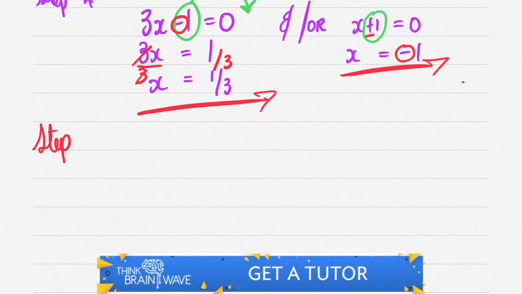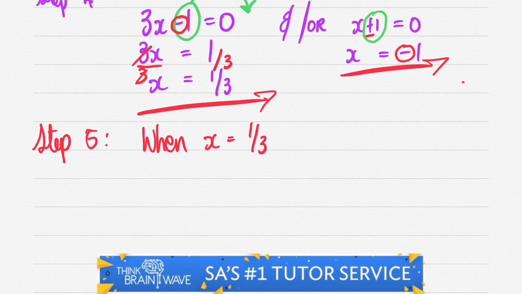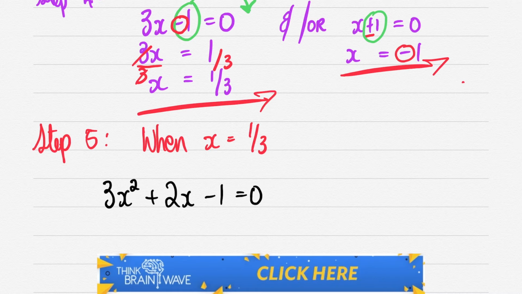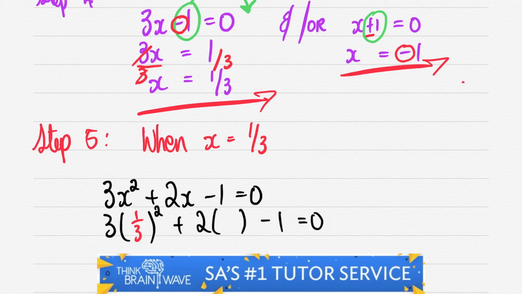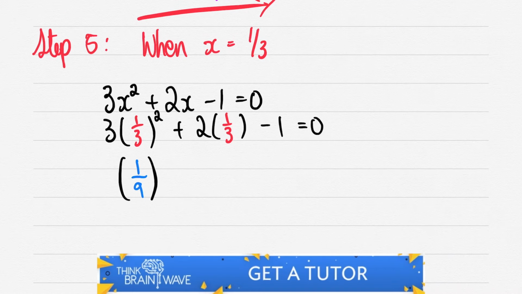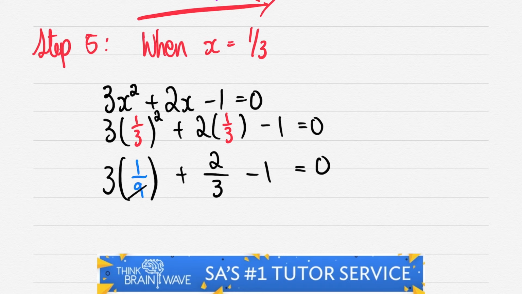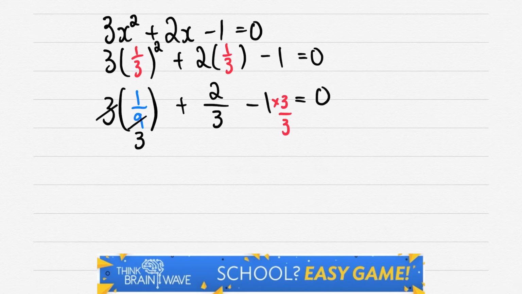Very important. Right, let's do step 5. When x is equal to a third, we say that from our original equation, we plug in a third wherever we see x. So let's do that now. We say 3 times a third squared plus 2 times a third minus 1. Let's calculate that out. A third squared is 1 over 9 plus 2 over 3 minus 1. The 3 and the 9 cancel, leaving you with 1 over 3. Feel free to slow this video down at any time and pause. You can always rewatch it.